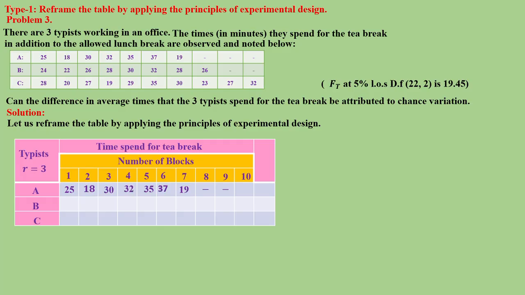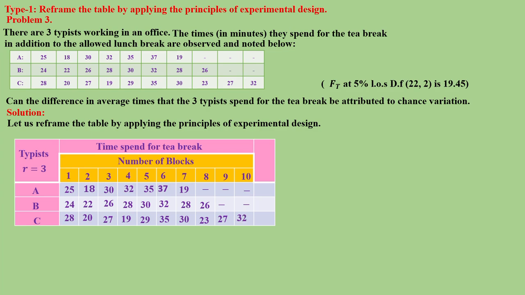B, 24, 22, 26, 28, 30, 32, 28, 26. Then C, 28, 20, 27, 19, 29, 35, 30, 23, 27, 32.